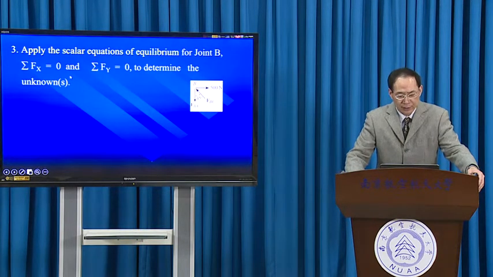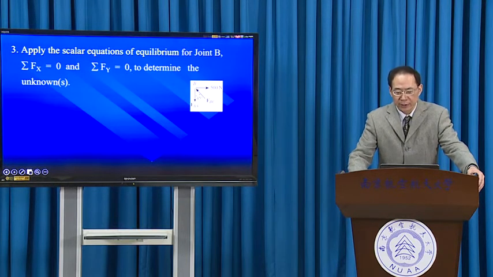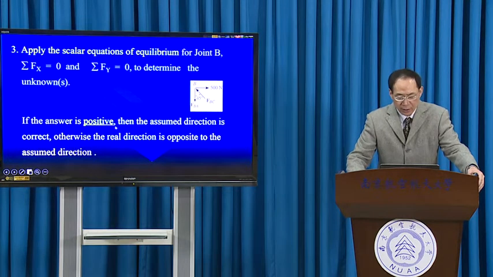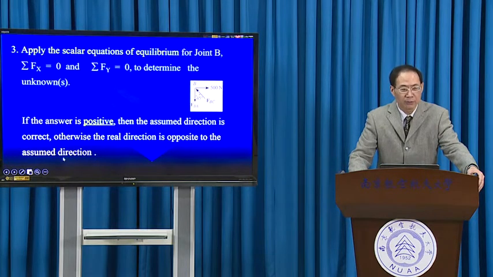Step 3. Apply the scalar equations of equilibrium for joint B. Sigma Fx equals 0 and sigma Fy equals 0 to determine the unknowns. If the answer is positive, then the assumed direction is correct. Otherwise, the real direction is opposite to the assumed direction.